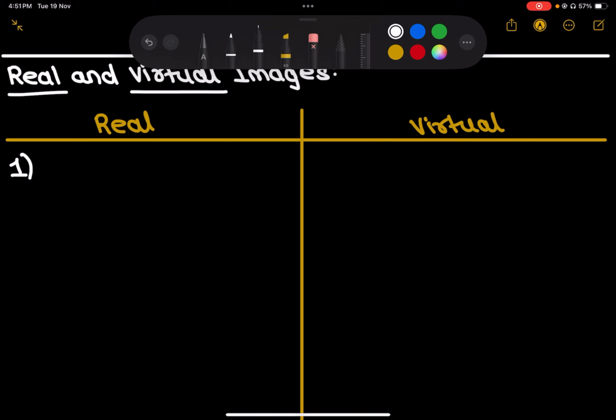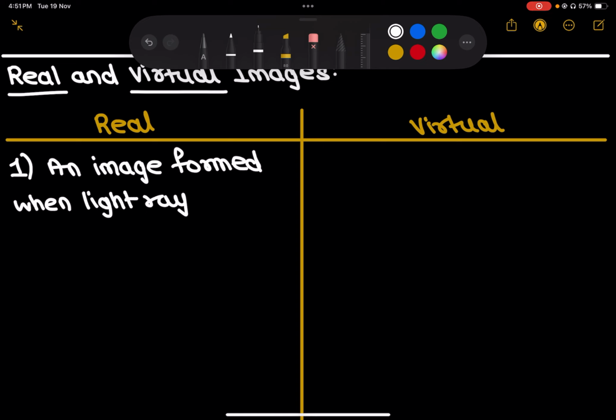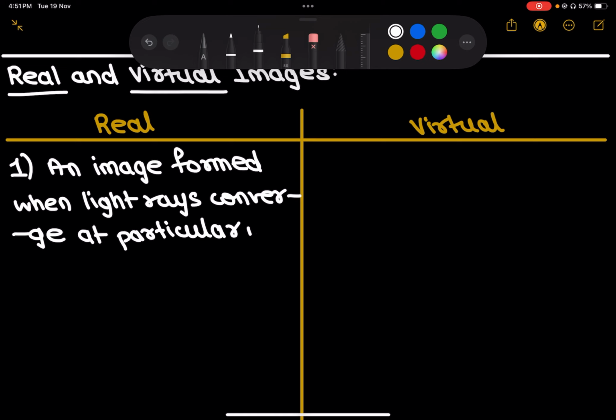So the first point will be an image formed when light rays converge at a particular point after reflection, we'll write for now. You can write refraction as well. Okay, is known as a real image.